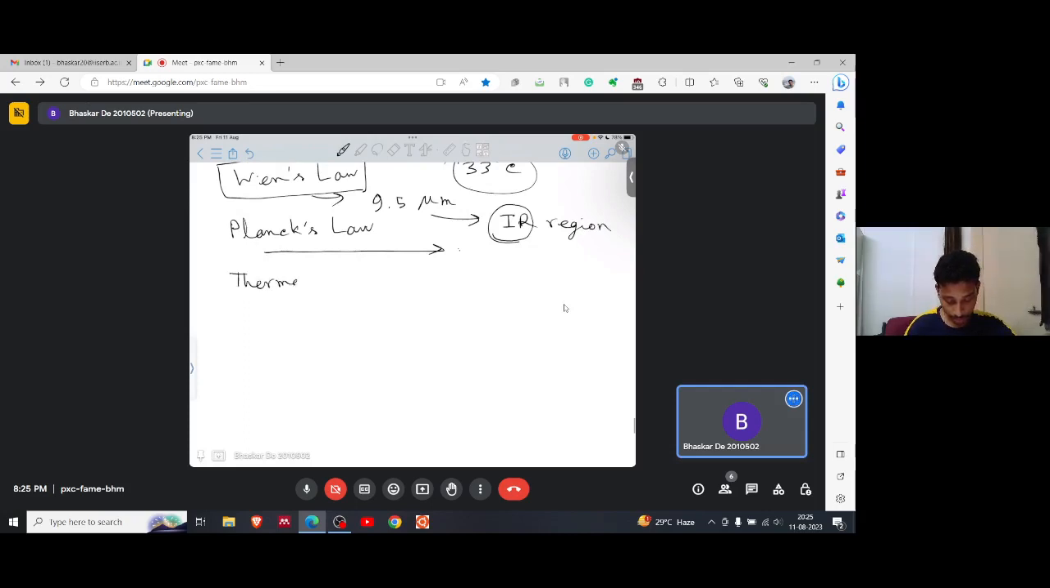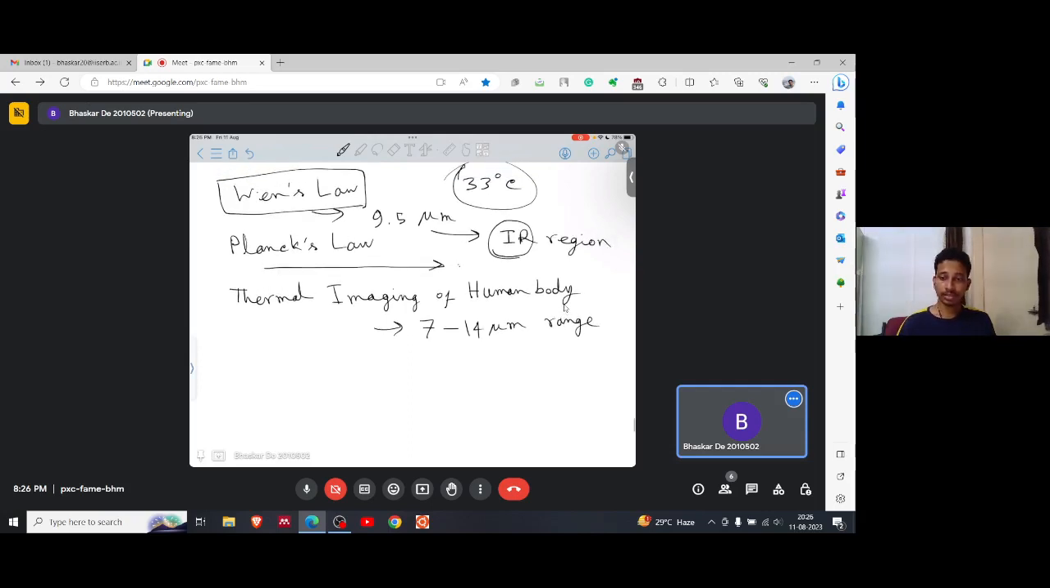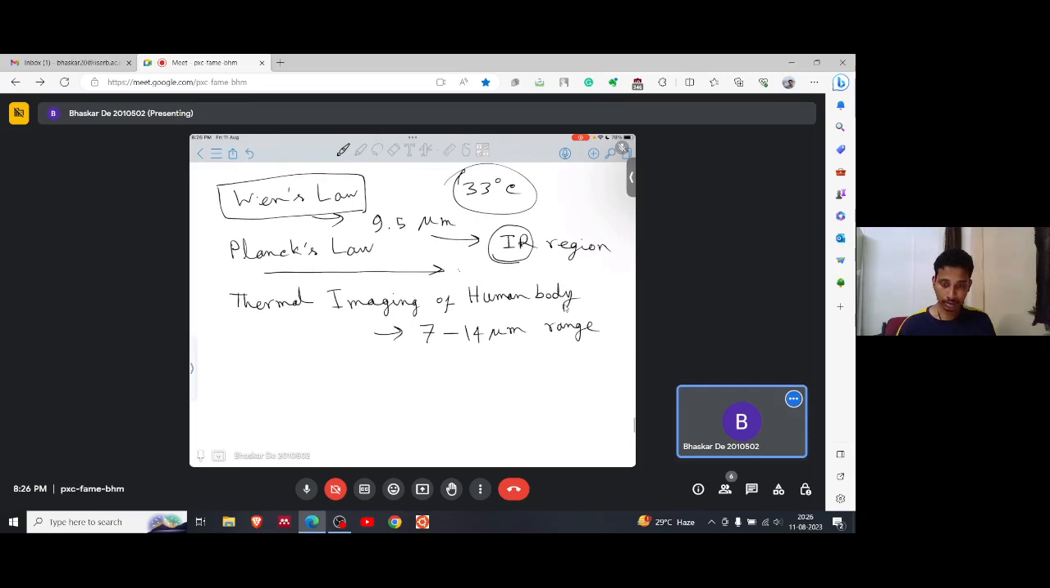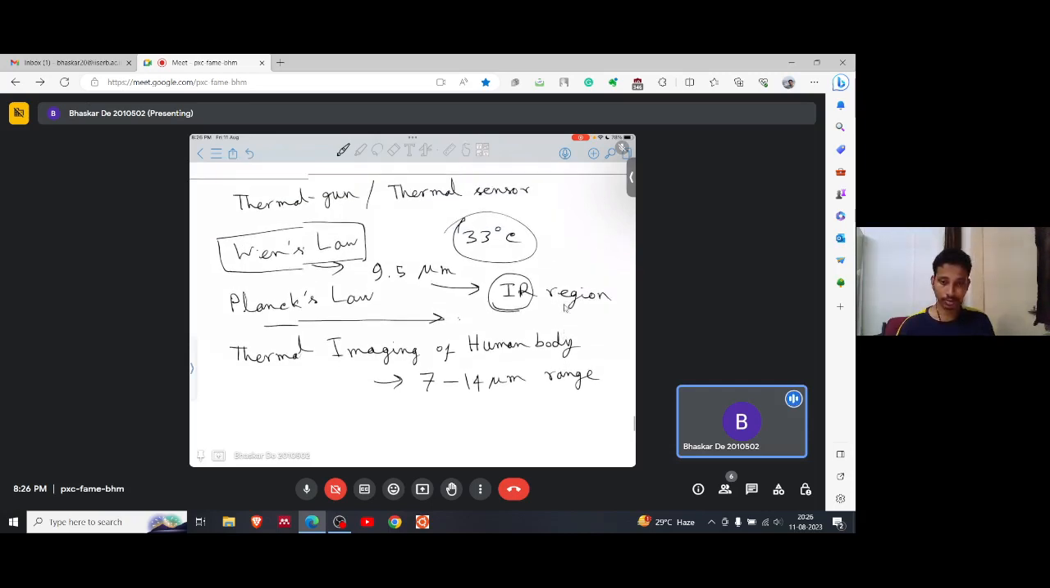So if there is a thermal imaging of the human body, then it will be around 7 to 14 micrometer range. Did you guys understand how a thermal sensor works?